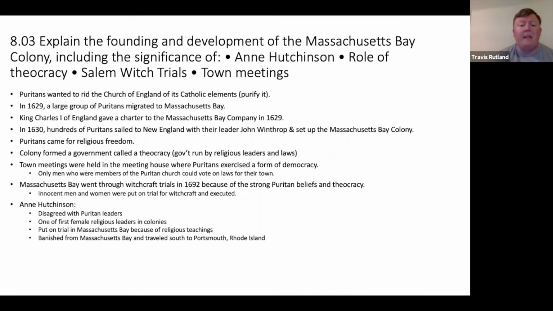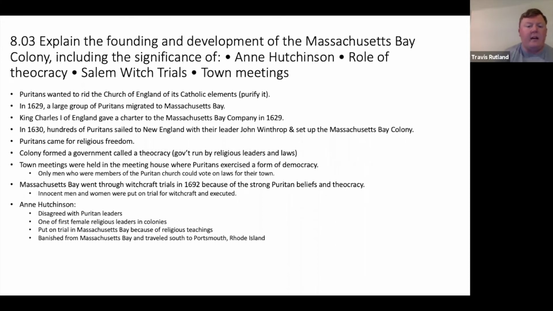They were held in meeting houses where Puritans exercised a form of democracy. Only men who were members of the Puritan Church could vote on laws for their town. Now, Massachusetts Bay also went through witchcraft trials in 1692 because of the strong Puritan beliefs in theocracy. Innocent men and women were put on trial for witchcraft and executed.